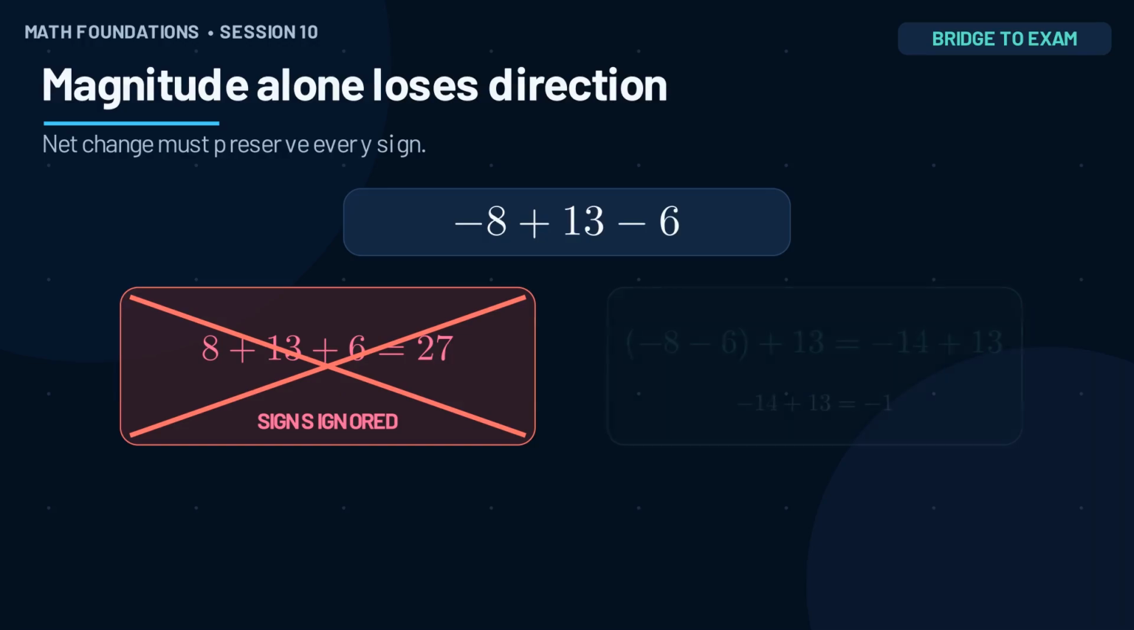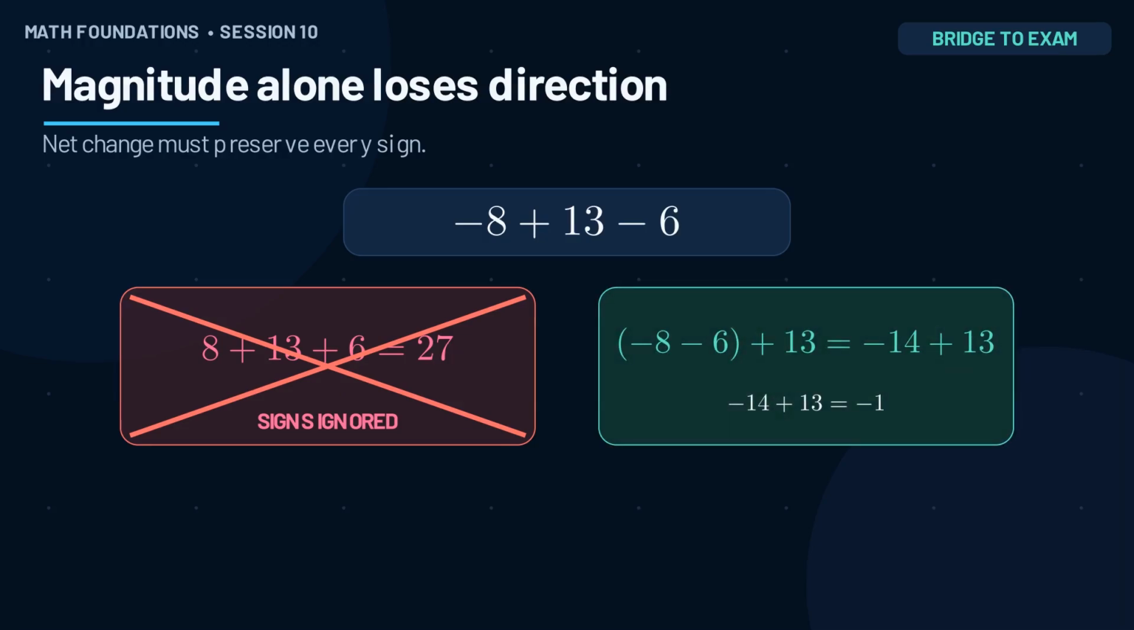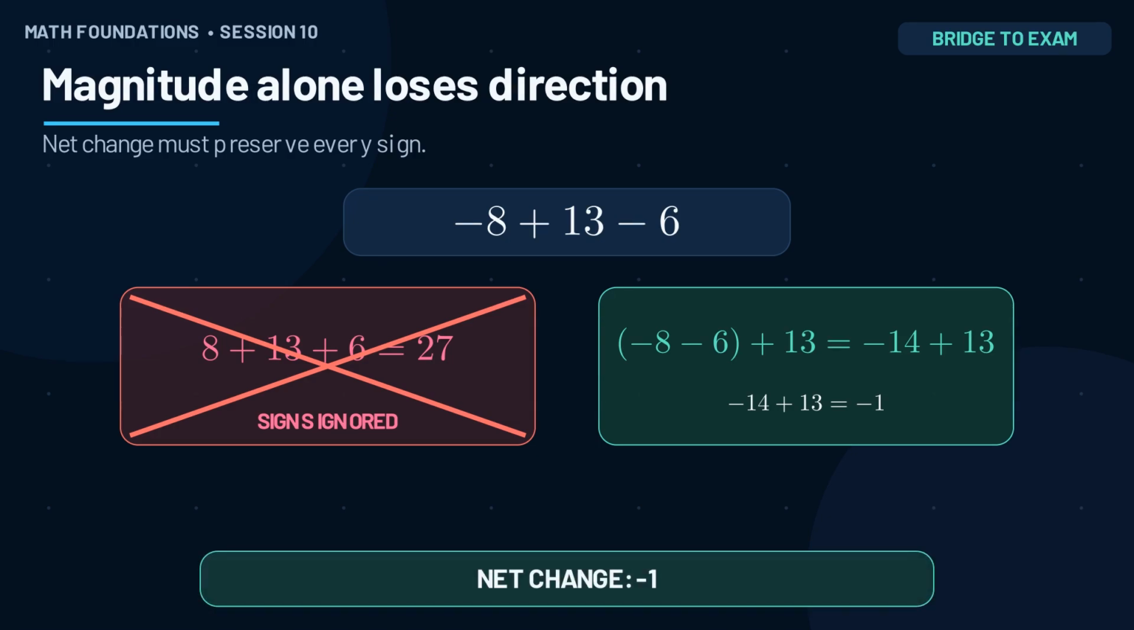Rewrite minus 6 as plus negative 6. The positive subtotal is 13. Negative subtotal is negative 14. Combine them to get negative 1. Direction matters for net change.